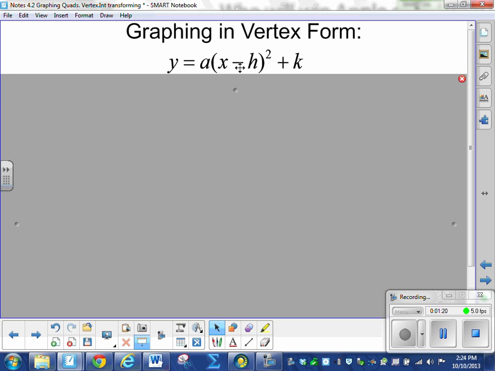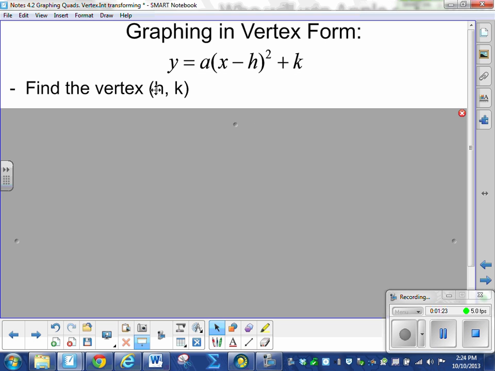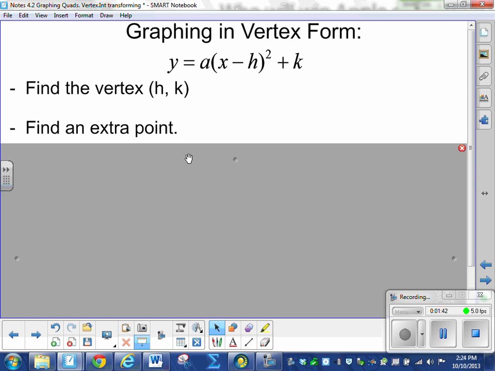So vertex form, H and K. H and K give you your vertex. That's why I call it vertex form. You can look right at it and know what your vertex is without doing any work. It is important that you know that this minus sign right here means opposite. So whatever's inside of here, make sure you take the opposite for your H. For example, if you have x plus 5, then your H is actually a negative 5. If you have x minus 7, then your H is actually a positive 7.